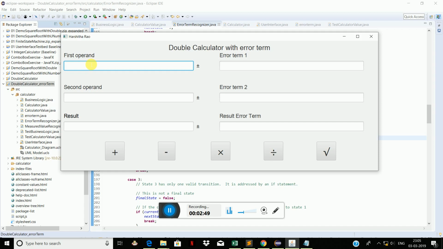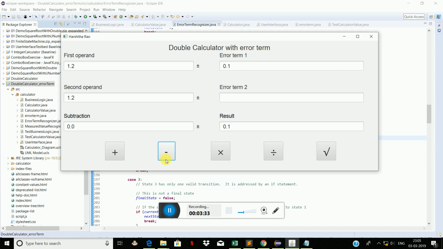I want to just demonstrate while giving the inputs. Here, if the user gives a single input, then we will get the error message that we need to give the second operand. If I give the second operand, then I will get the result successfully. If the user does not intend to give the error term values, that is okay, and we are not rejecting it. If the user gives only a single error term value, then by default we take the other error term as 0.05.